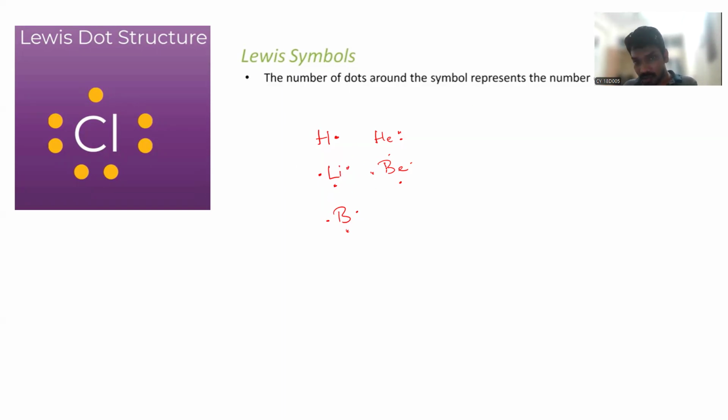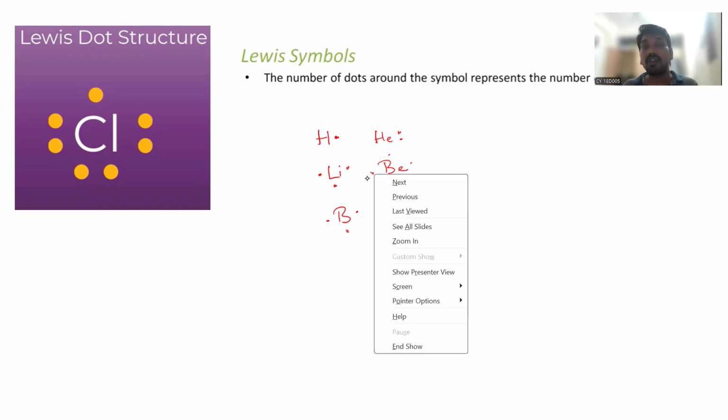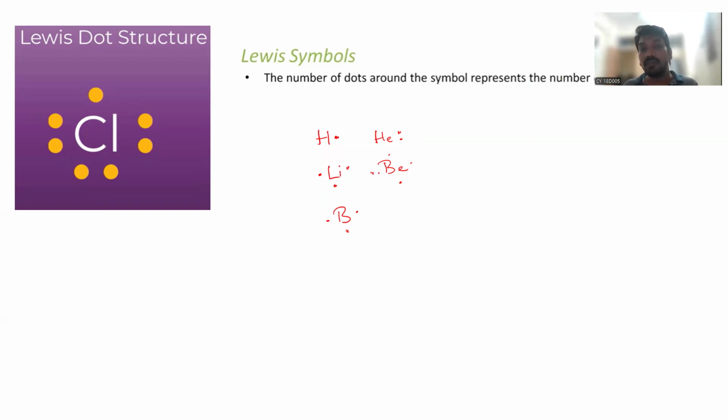And these dots represent the outer shell electrons. So hydrogen has only 1, helium has 2, lithium has 1, beryllium has 2, and boron has 3. So this dotted structure shows the valency shell electrons. In case of beryllium, it will be 2. In case of lithium, it will be 1. So this represents the valency shell electrons.